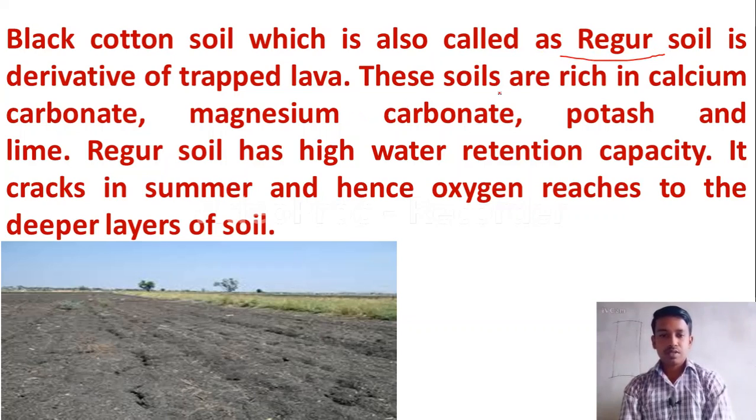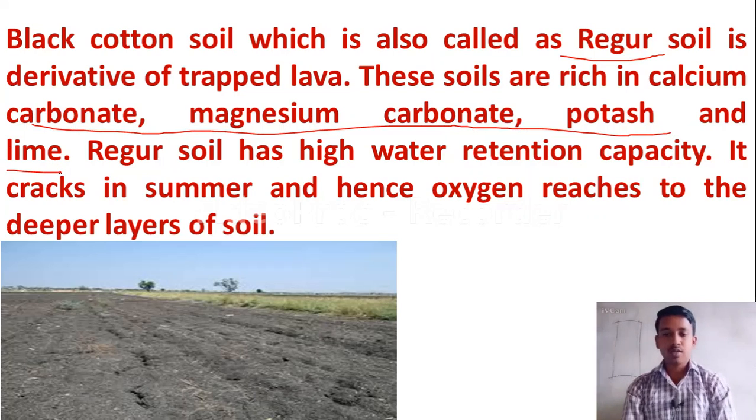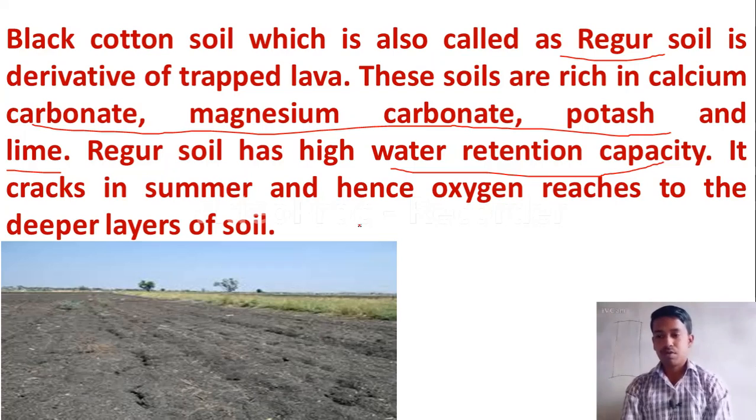These soils are rich in calcium carbonate, magnesium carbonate, potash and lime. Please remember, black cotton soil or regular soil is rich in calcium carbonate, magnesium carbonate, potash and lime. Regular soil has high water retention capacity. Please remember this also. It cracks in summer and hence oxygen reaches the deeper layers of soil. I hope you got information about black cotton soil.